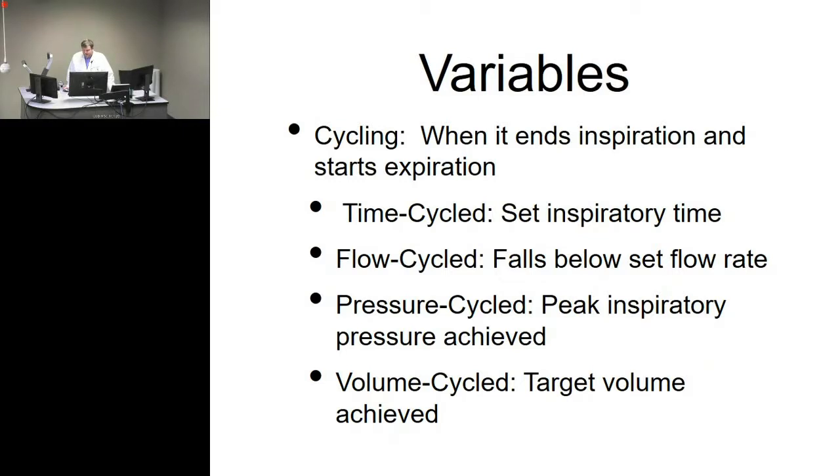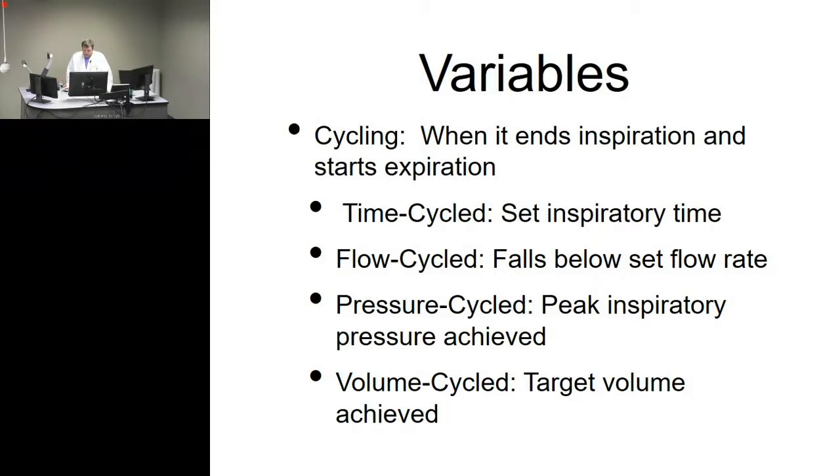Flow cycled is not going to be seen a lot except really in pressure support, which is just kind of a help rather than full ventilator support. With that, you set the expiration to occur. Basically, the ventilator will cut off flow after the flow falls below a preset rate that you determine, whether that's 70% of peak flow or 30% of peak flow. It then gets down and cycles off.